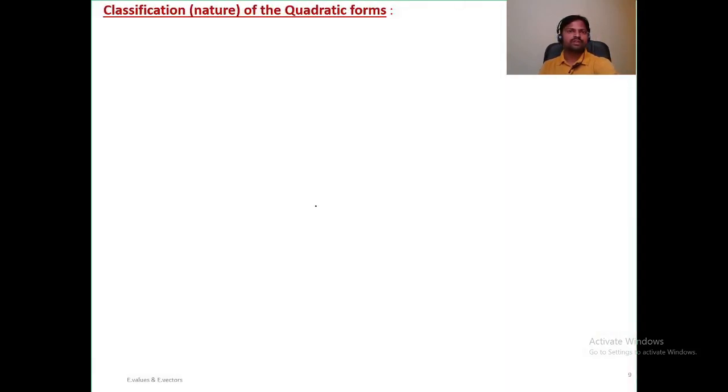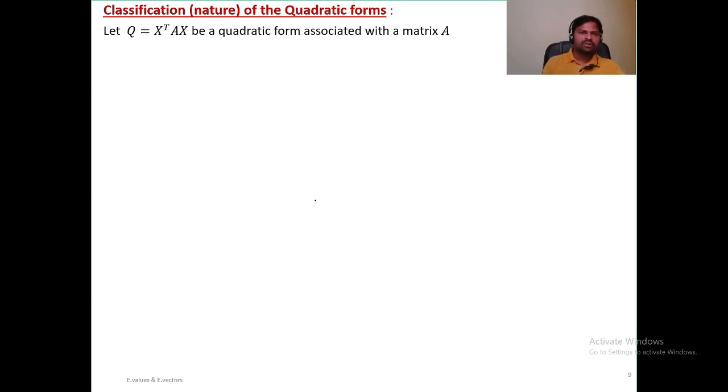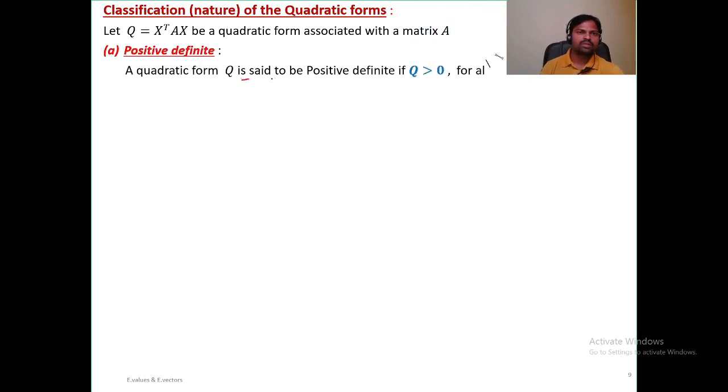Next one, some nature of the quadratic forms or classification of the quadratic forms. Look at here. Let Q = X transpose A X be a quadratic form associated with the matrix A. Okay. Then first one, positive definite. What is the positive definite? A quadratic form Q is said to be positive definite if the quadratic form is more than 0 for all x not equal to 0. X is a column vector here.